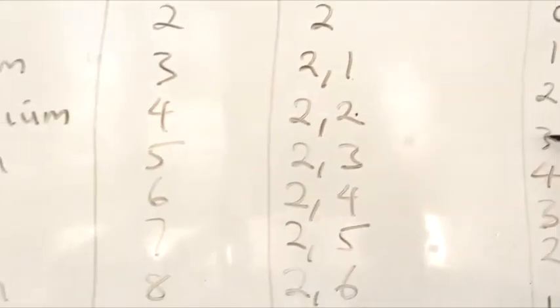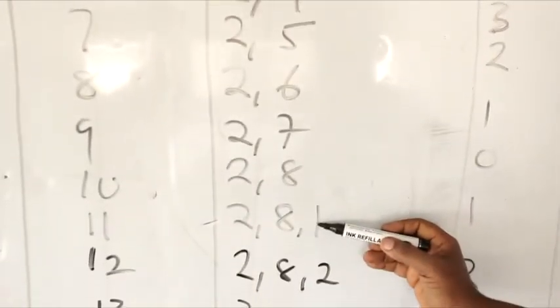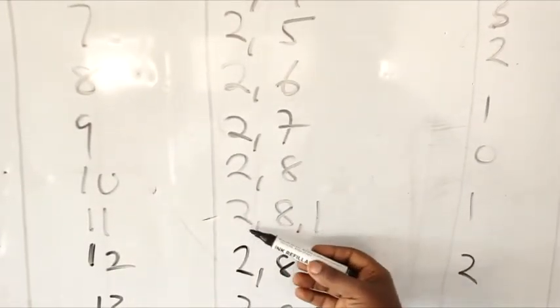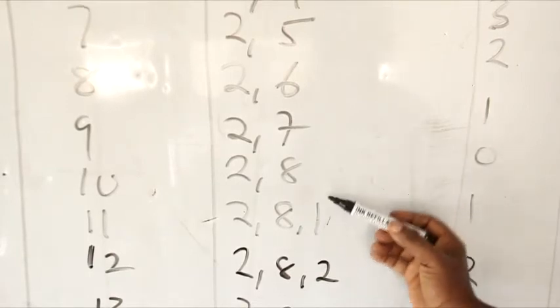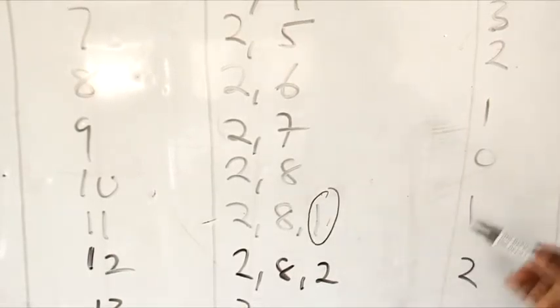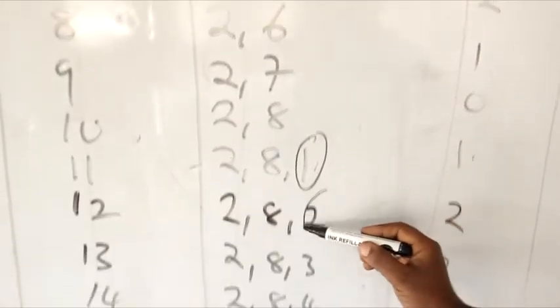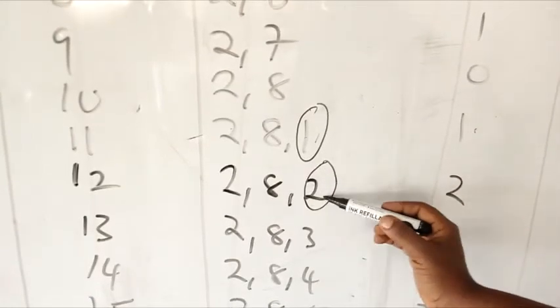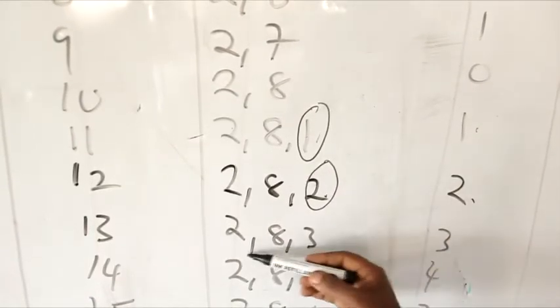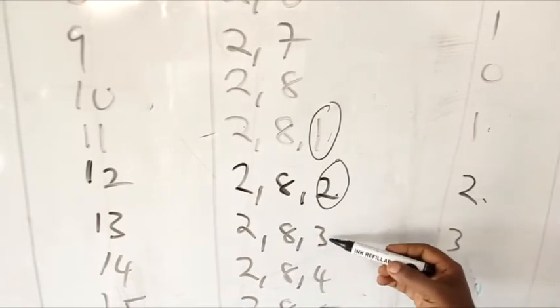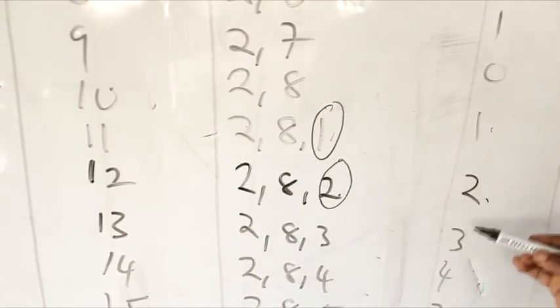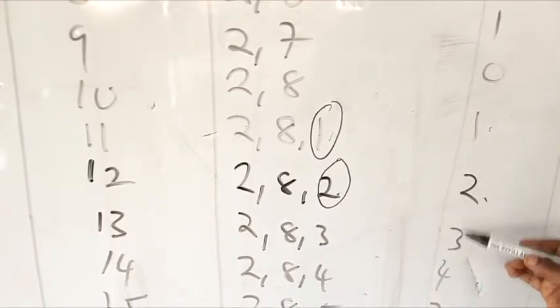Boron, 3. The valency is 3. Now we go down to sodium, which is 2, 8, 1. The outermost is 1, so the valency is 1. Magnesium is 2, 8, 2. The valency is 2. Aluminium, the same thing, 2, 8, 3, and so the valency is 3.